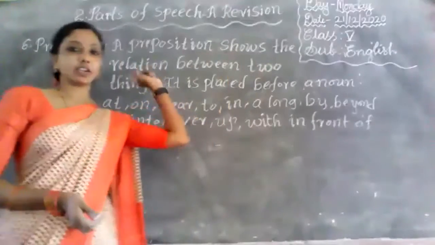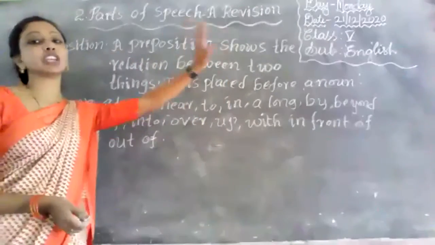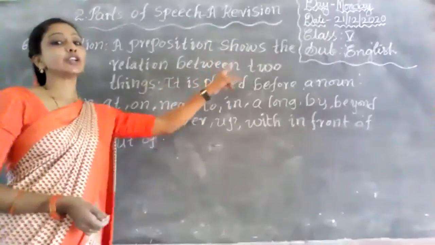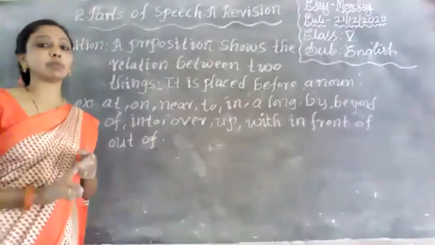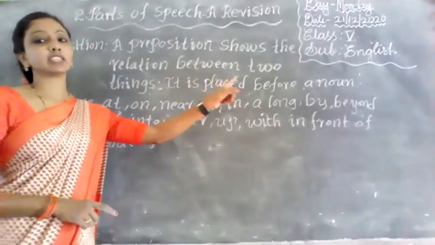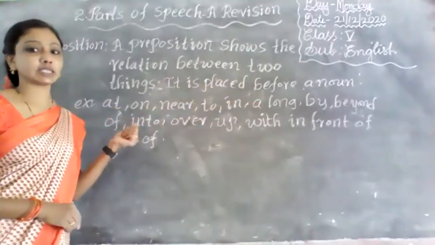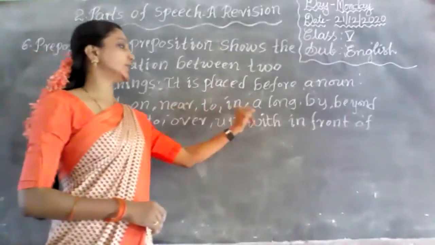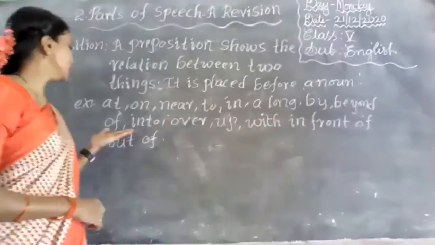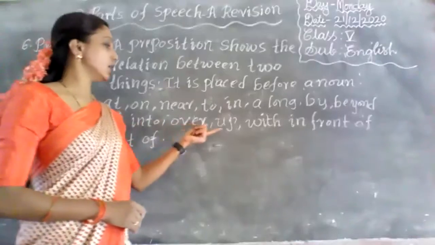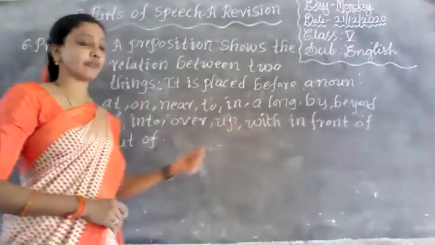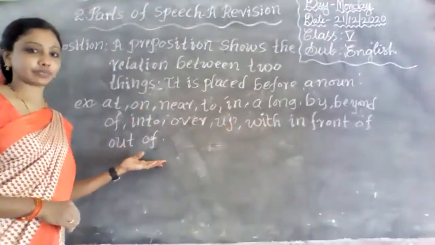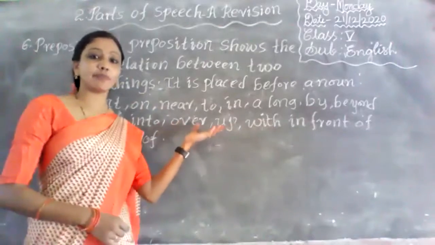Okay, now again I'll explain that preposition. A preposition shows the relation between two things. It is placed before a noun. Look at here: at, on, near, to, in, along, by, beyond, of, into, over, up, with, in front of, out of. These are all examples of prepositions.